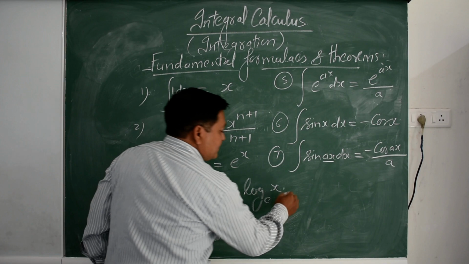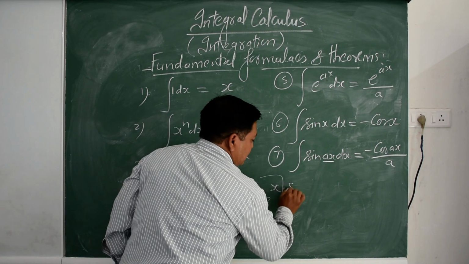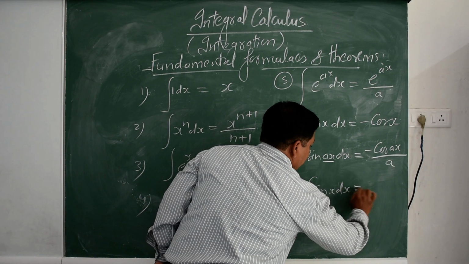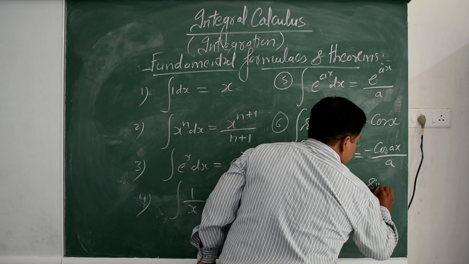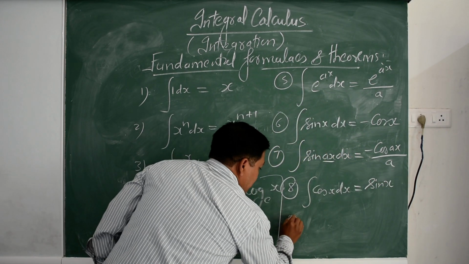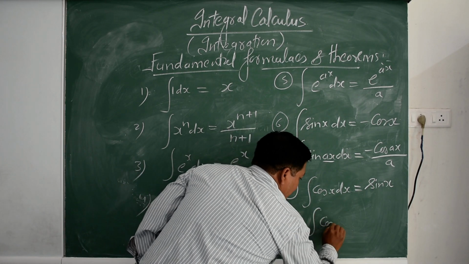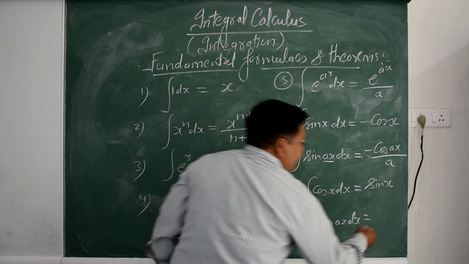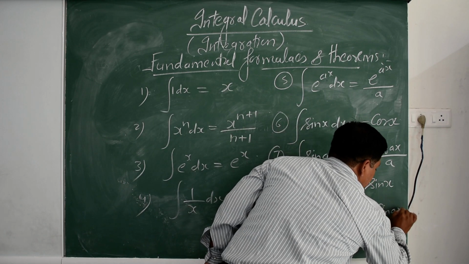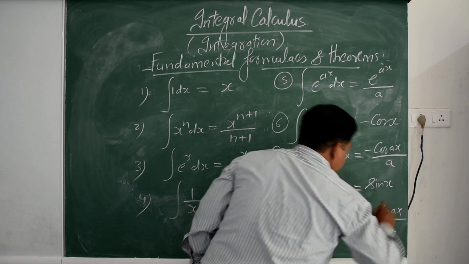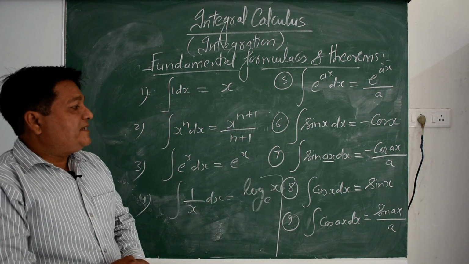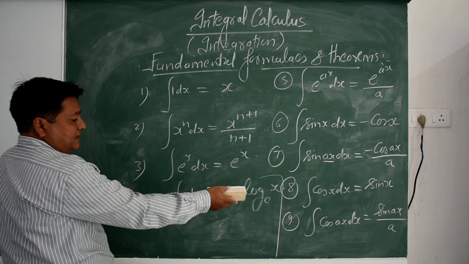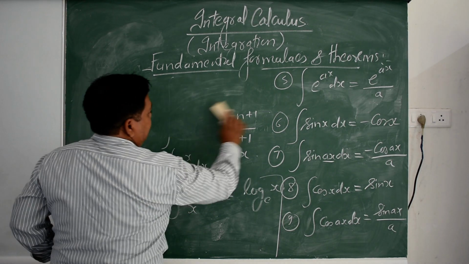Eighth one is integration of cos x dx, which is sin x. Integration of cos ax dx is sin ax upon a. Similarly, we see the conditions here; 9 formulas are there. 10th one.